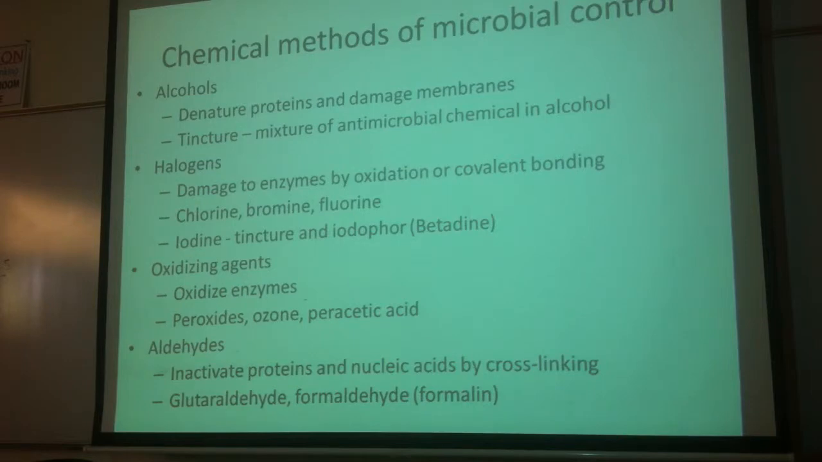So, you guys know from home, you use rubbing alcohol. If you have some kind of wound, a lot of times you'll do that to kind of clean it out, just because it denatures the proteins. Usually use between 70 to 90% alcohol, aqueous solutions of them.